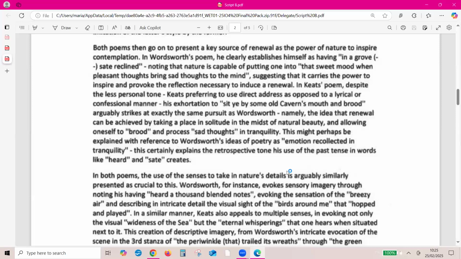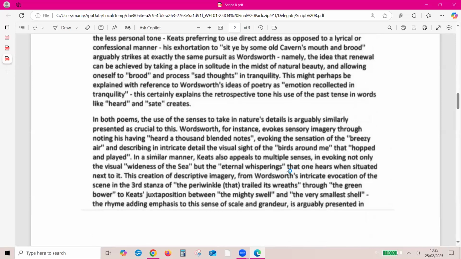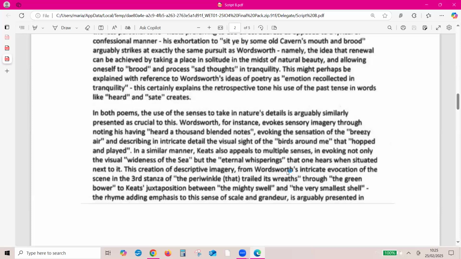In both poems, the use of the senses to take in nature's details is arguably similarly presented as crucial to this. Wordsworth, for instance, evokes sensory image through noting he's having heard a thousand blended notes, evoking the sensation of breezy air, and describing in intricate detail the visual sight of birds around me that hopped and played. In a similar manner, Keats also appeals to multiple senses, in evoking not only the visual wideness of the sea, but the eternal whisperings that one hears when situated next to it.